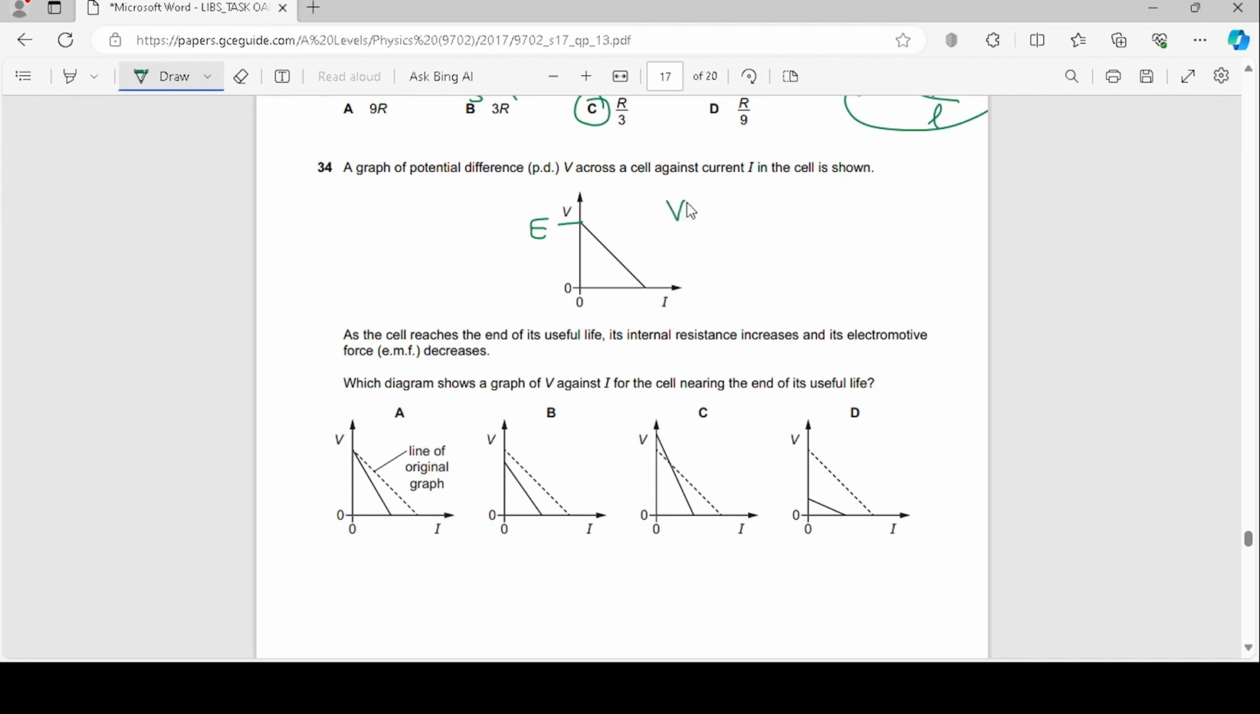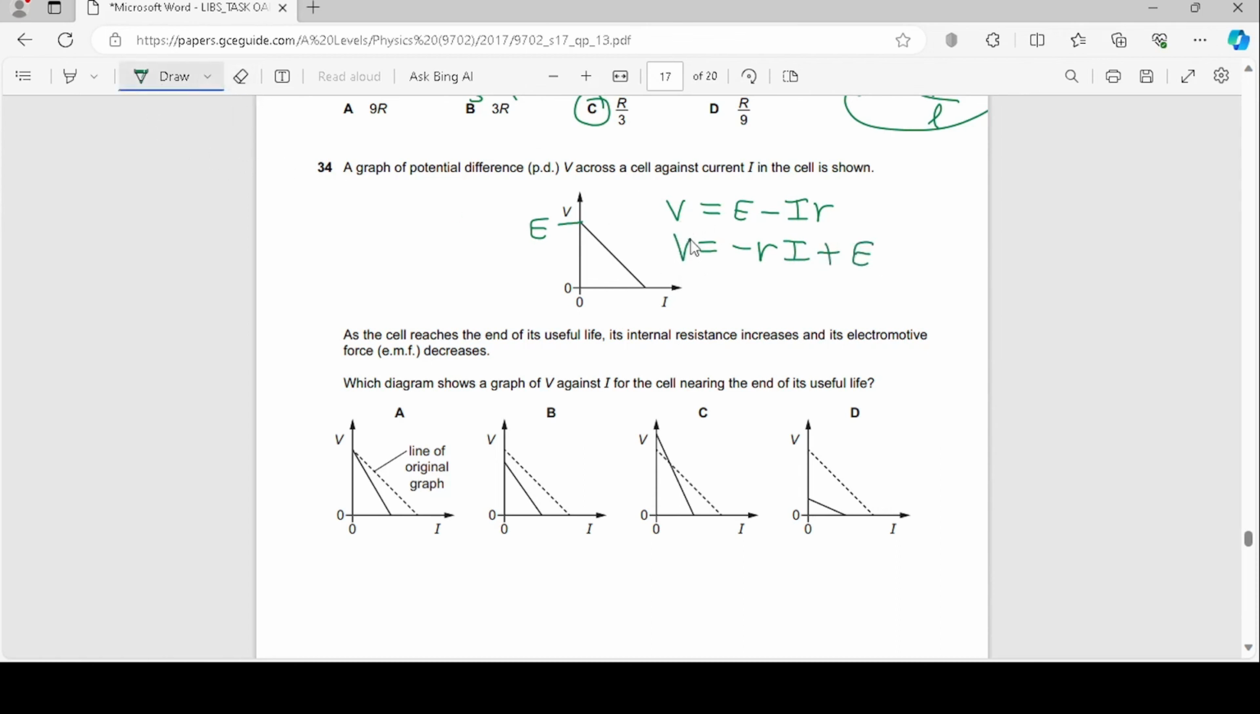So V is equal to E minus IR is the equation, because obviously you start out with the electromotive force, and as the cell reaches the end of its useful life, it keeps decreasing, and we know that V equals IR, so the minus IR, it decreases by that much, and that's basically the equation of the graph. If you plot it as y equals mx plus c, then you get y equals V equals minus R I plus E. You can rearrange the equation to write it like this.